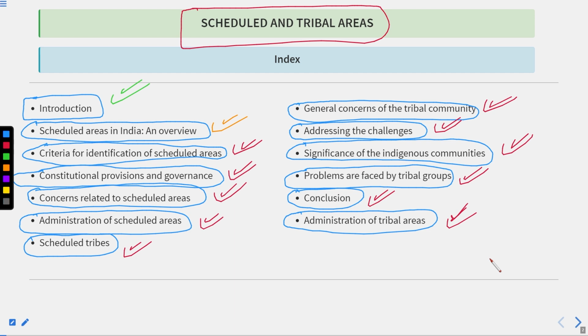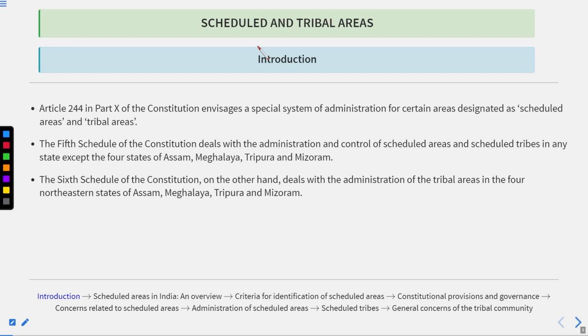Time's up. So the correct answer is Schedule 5 and Schedule 6. Schedule 5 deals with the administration of the tribals in the 10 states of the country, while Schedule 6 deals with the 4 northeastern states. Okay, so these are some questions that we had covered from the previous lecture.